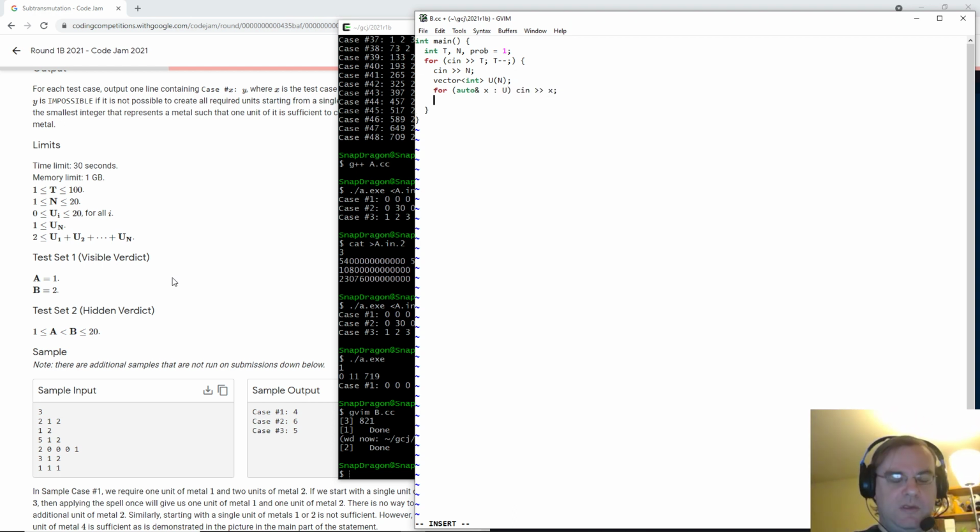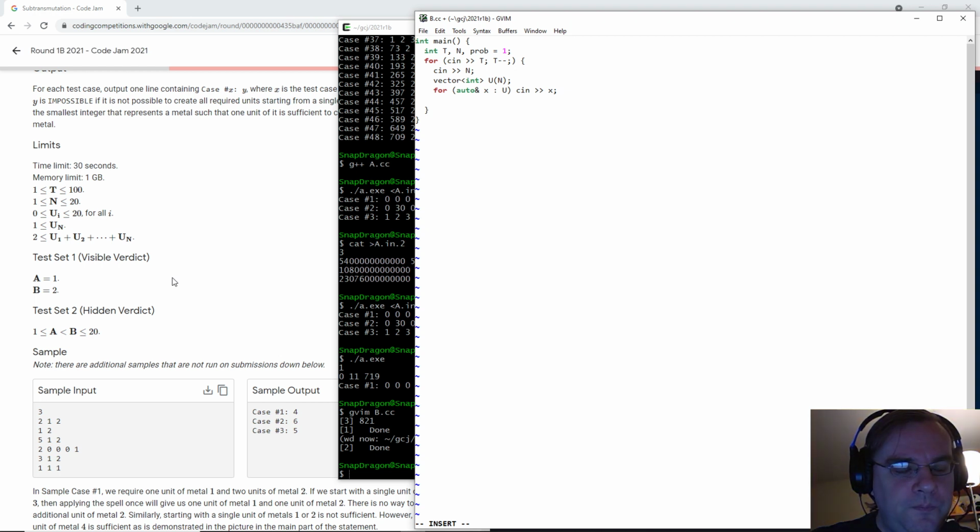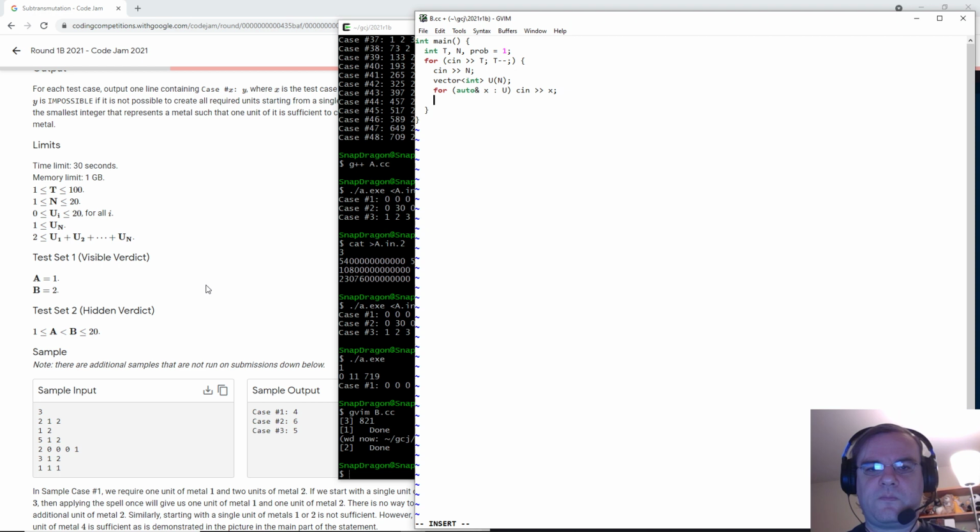Okay. So this is just showing that it's not going to be trivial, and that the highest element is actually important. Let's see.